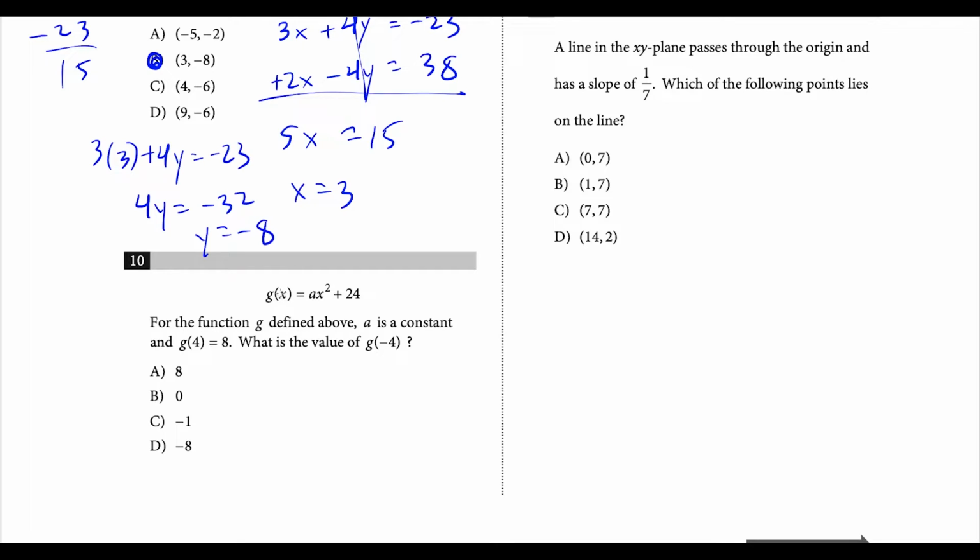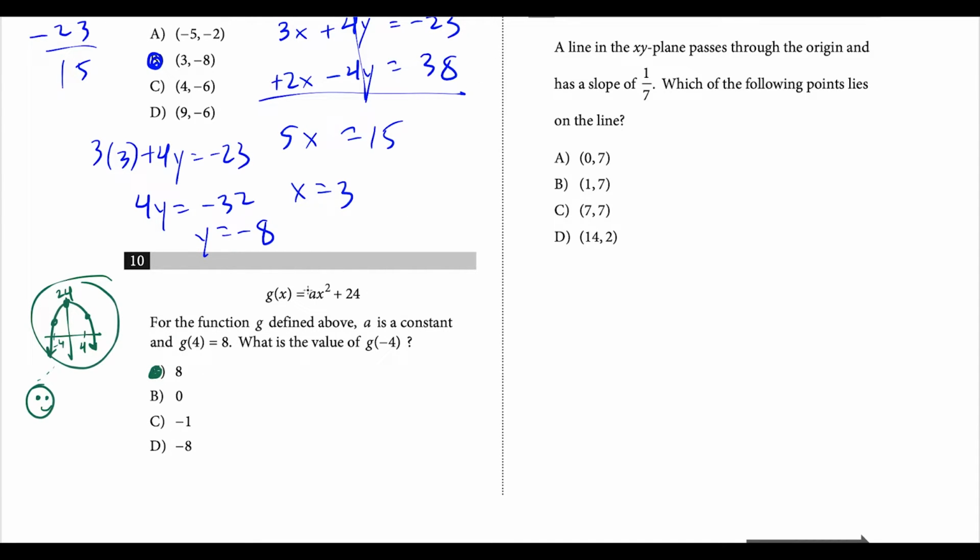Question 10 we could solve really fast if we use the fact that g of x is an even function. Now we have g of x equals ax squared plus 24, and a is a constant, g of 4 equals 8. Right away what I'm thinking is that when x is equal to 0, y is equal to 24. So this starts way up here. For g of 4 to be equal to 8, that means this thing is going to open downward like this. And because it's an even function, g of 4 is equal to 8, that means g of -4 is also going to be equal to 8. So this is definitely choice A.